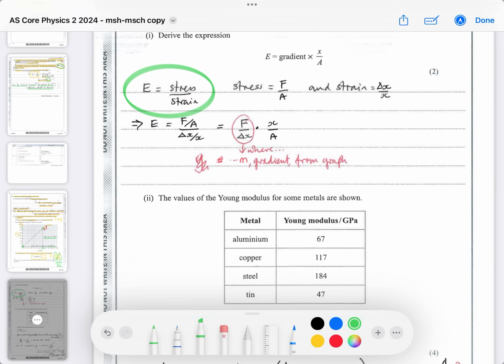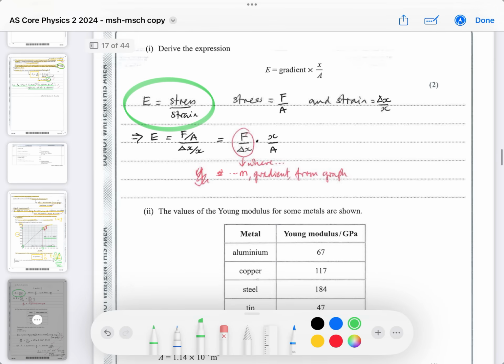that Young's modulus is stress over strain. So they want you to derive it. So this is how you do it. Stress is force over area, and strain is delta x over x. So if you do stress, F over A, divided by strain, delta x over x, and you just rearrange the equations, you will be able to show that F over delta x is the same as the gradient. So that's equal to m times x over A, where m represents the gradient. Okay, so you've proven it.